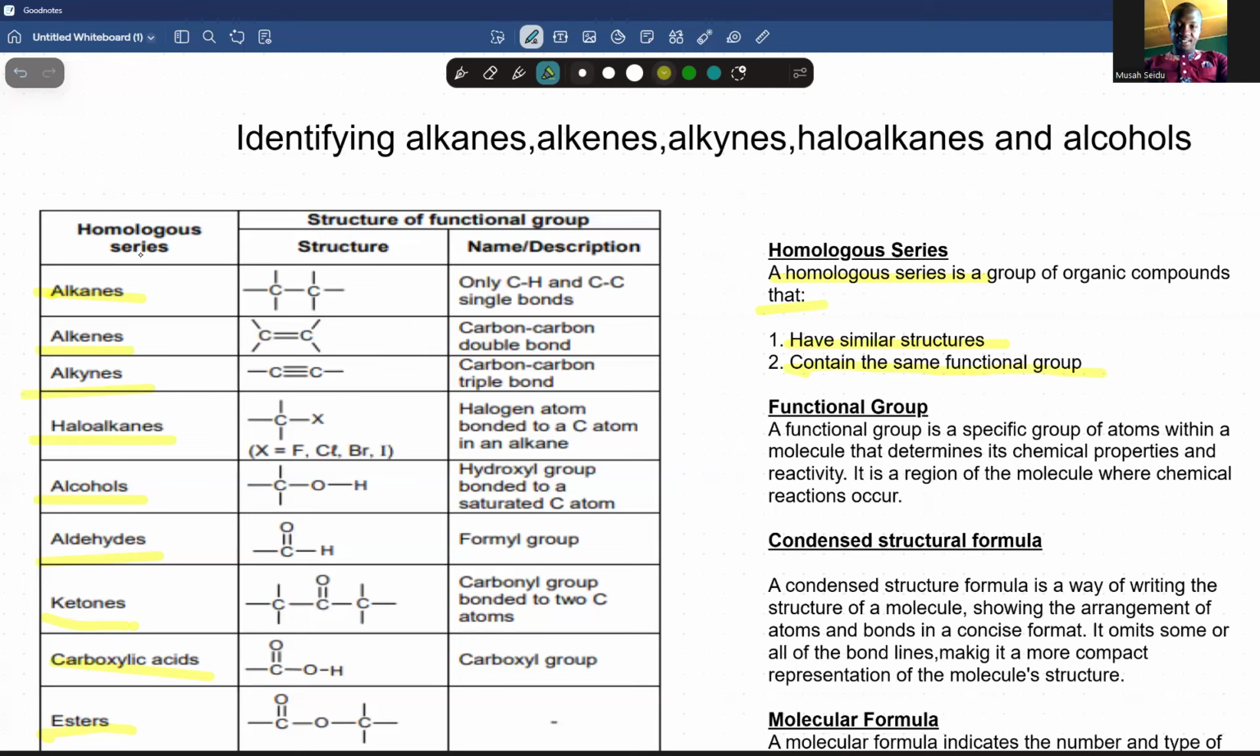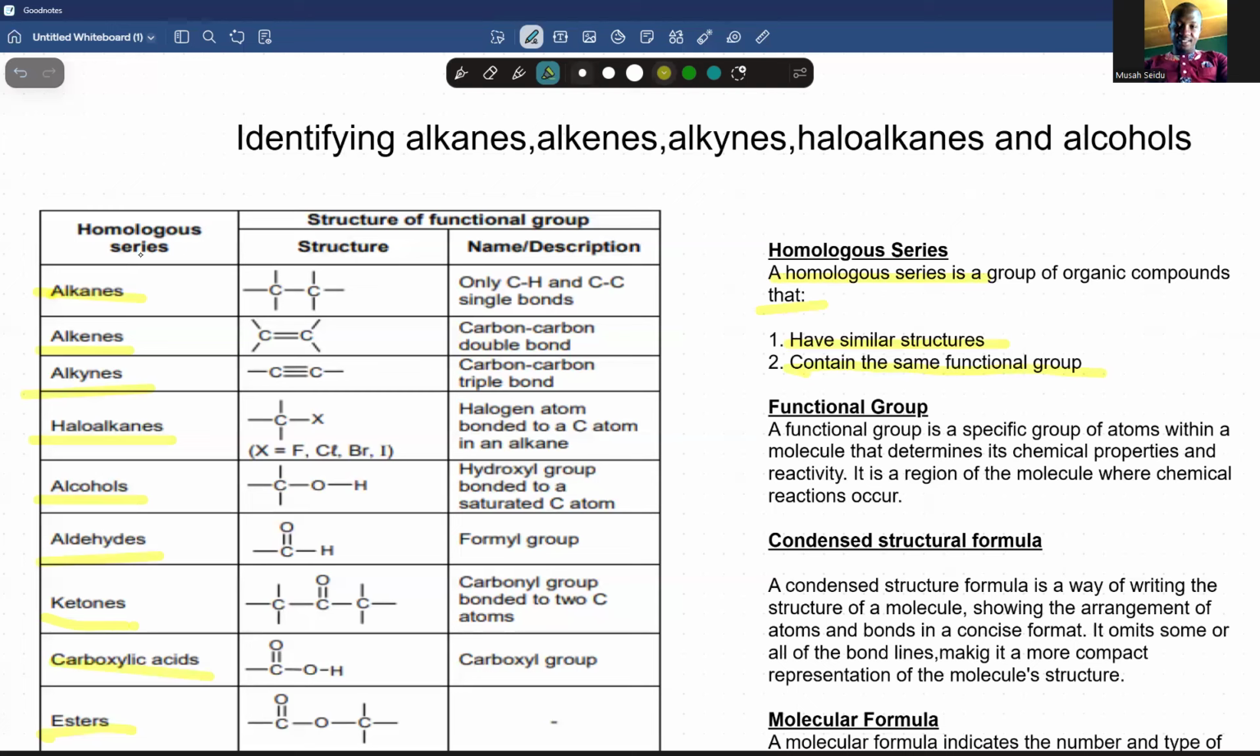Now, what is the functional group? The functional group is a specific group of atoms within the molecules that describes its chemical properties and reactivity. It is a region of the molecule where chemical reactions occur.